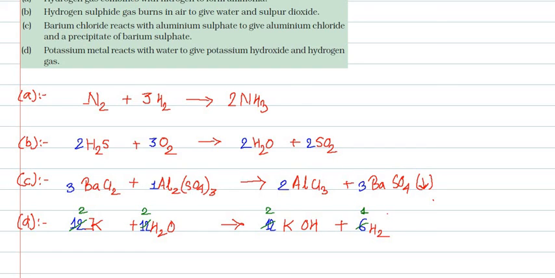Okay, so now if we simplify this, we have 2, 2, 2, 1. So let's count the number of atoms again. The number of potassium on the left hand side is 2, and on the right hand side is also 2. The number of hydrogen on the left hand side is 4, and on the right hand side is also 4. The number of oxygen on the left hand side is 2, and on the right hand side is also 2.